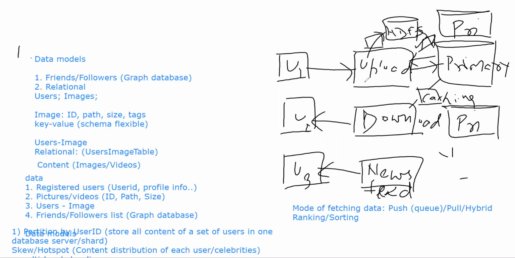She brought up caching there. So like the 80-20 rule, where we know the celebrity data could be hit more, we'll cache that first.